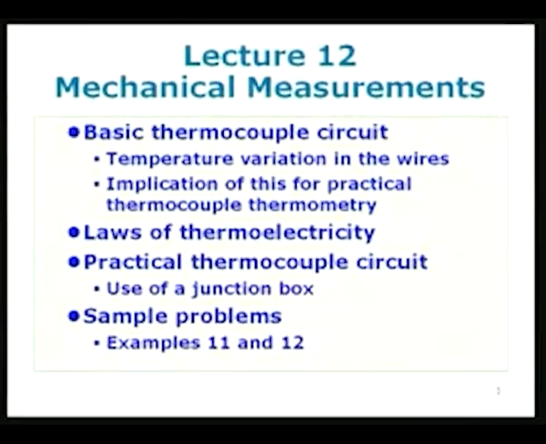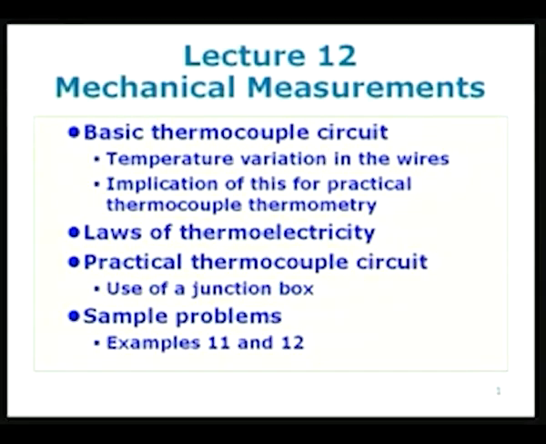This will be lecture number 12, mechanical measurements. What we will be doing in this lecture is to continue our discussion on thermoelectric thermometry, or the use of thermocouples for the measurement of temperature. Towards the end of the last lecture, we were talking about some practical aspects, and before we get back to these aspects, let us just recapitulate to some extent what we did there.